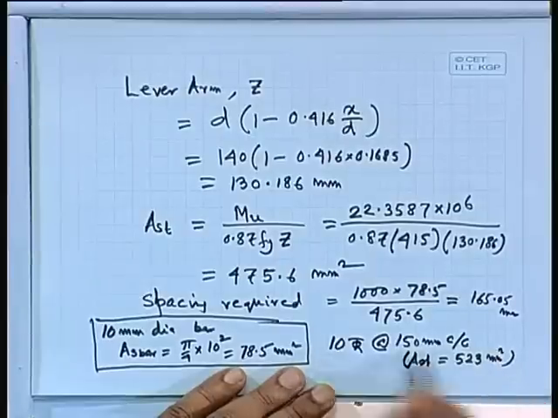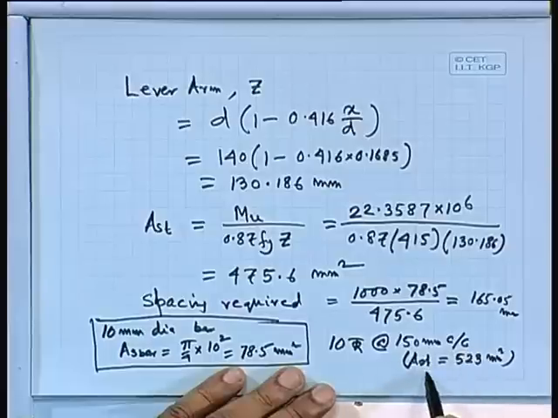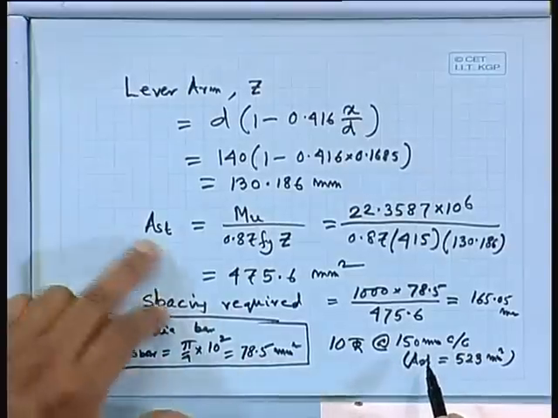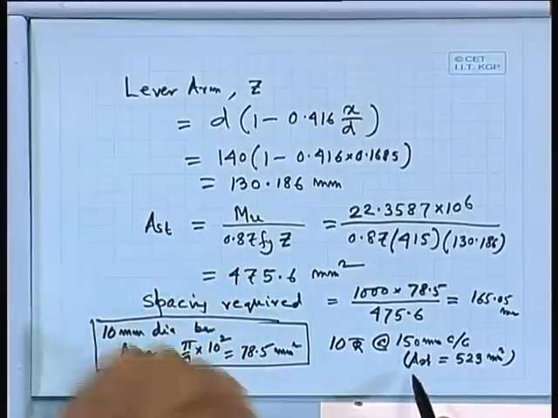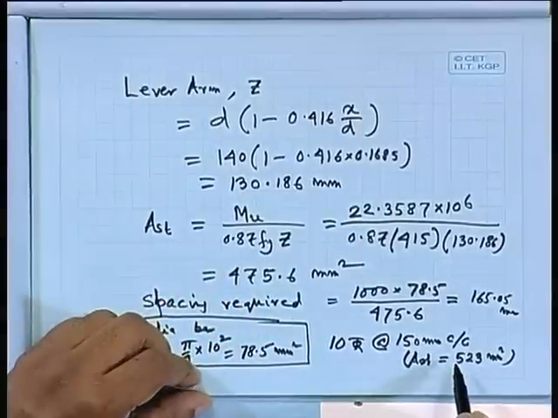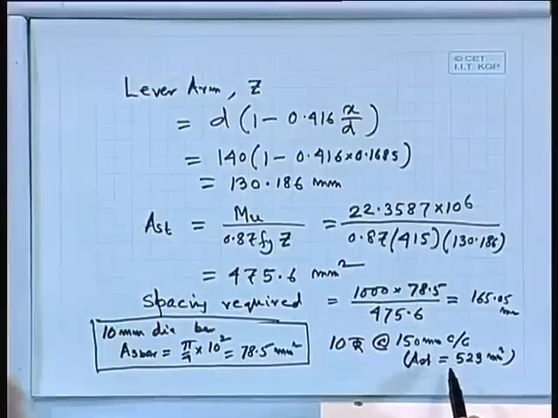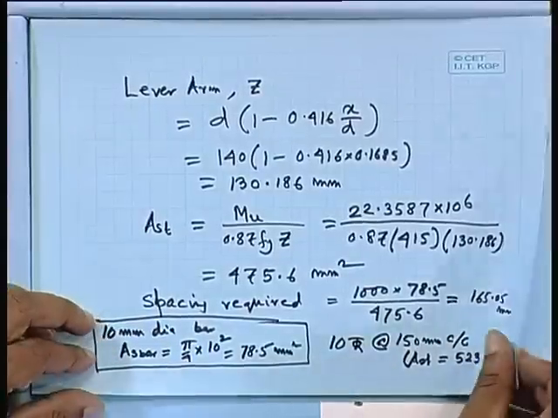So, this is your 10 Tor at the rate of 150 millimeter center to center. Area of steel provided, and area of steel computed. One is computed, another one is provided. So, you have to check how much you are actually providing. So, you are providing here 523.